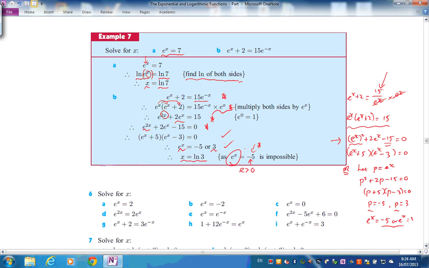Alright, now there's some options there. The most important thing, come over here, is to see that e to the 2x is actually e to the x all squared. So it's a quadratic in e to the x. And you could use this p method, or looking at it directly as a quadratic in e to the x. And if you have trouble factorising, you will have to use this thing, which I think is on the formula sheet.